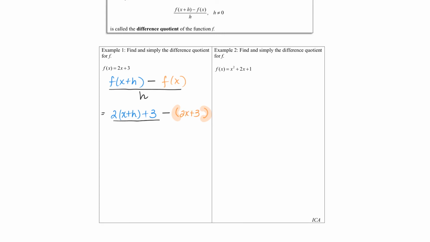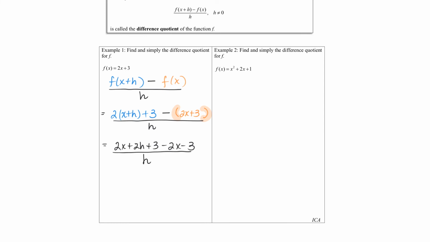And this is all divided by h. So now we need to distribute, and we're going to get 2x plus 2h plus 3. We need to distribute, and if there's going to be an issue, it's usually with the signs here. Minus 2x minus 3, all divided by h.